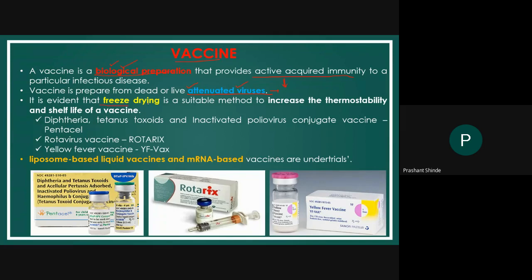So where can we use this freeze drying technique in the preparation of vaccines? Basically, this freeze drying technique or lyophilization can be used to increase the thermostability and the shelf life of the vaccines. Now these are the different marketed vaccines prepared by using this lyophilization process. For example, Pentacel is one of the vaccines. The second one is Rotarix, also prepared by using lyophilization. The third one is FluMist, also prepared by lyophilization. And at the current level, liposome based liquid vaccines as well as mRNA vaccines prepared by lyophilization are also under trials.